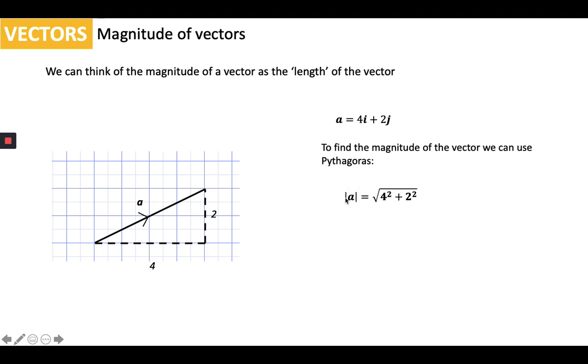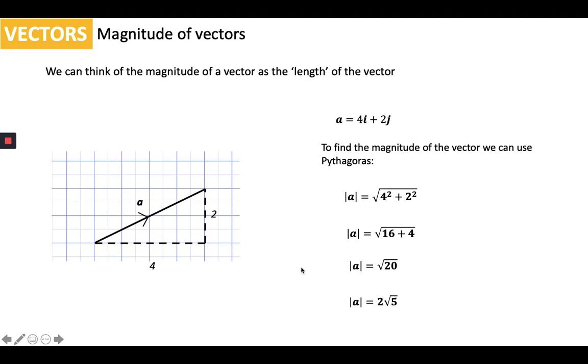If I put A and then 2 straight lines either side of it, that's the magnitude of the vector A, the absolute value of A. And then we square root this, we get root 20, which we can write as 2 root 5. So it's as simple as that. We're going to use Pythagoras to find the magnitude of a vector, and it's as simple as using the i and j coefficients, or the column vector coefficients, for the Pythagoras.